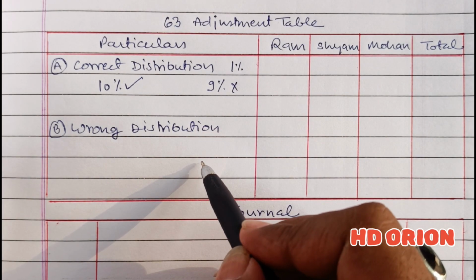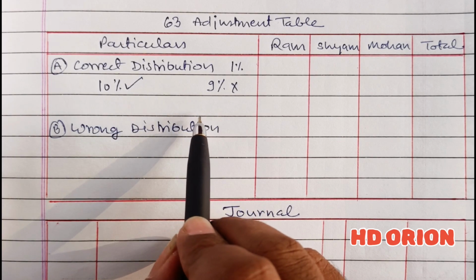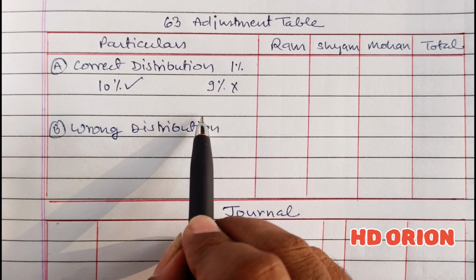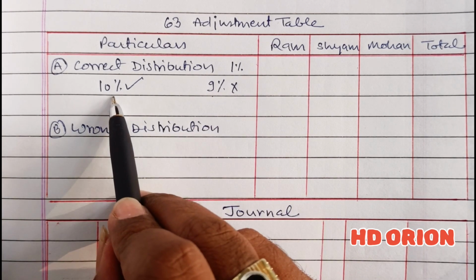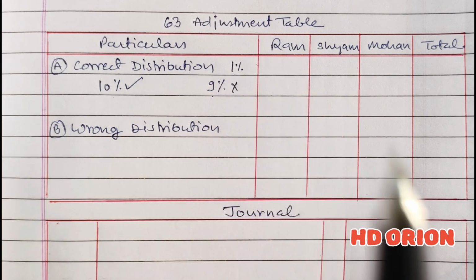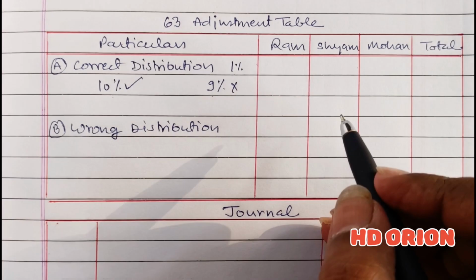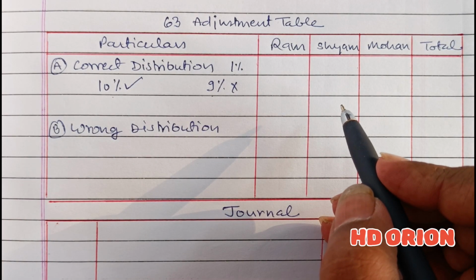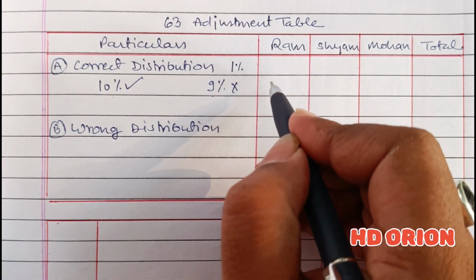Now why are we not starting with wrong distribution? Because we know the correct distribution here. Unlike the previous question, 9% is allowed to them, but we have to make it 10% just by adding 1% interest on capital more. So we will start with correct distribution, and first partner Ram's capital is rupees 3 lakh, and 1% of 3 lakh is rupees 3000.